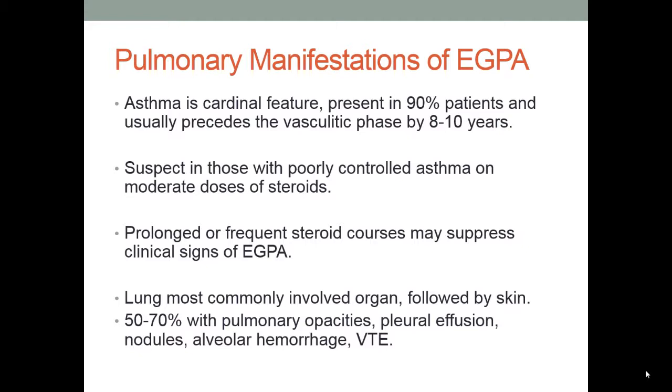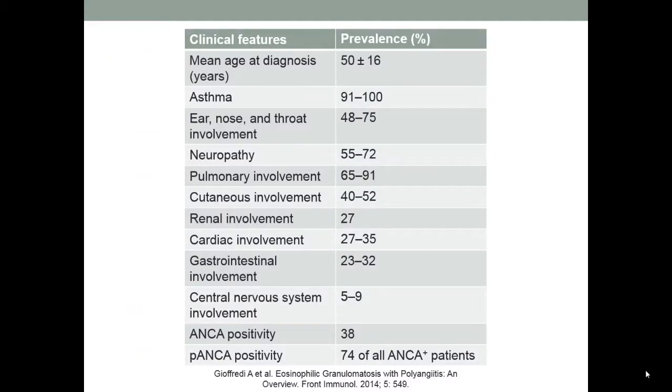It's a multi-system disorder. Lung is the most commonly involved. Up to 70% of patients can have, along with asthma, pulmonary opacities, effusion, nodules, hemorrhage. This is the prevalence of organ involvement. You can see asthma is up to 100%, followed by ear, nose, and throat, neuropathy, pulmonary involvement.